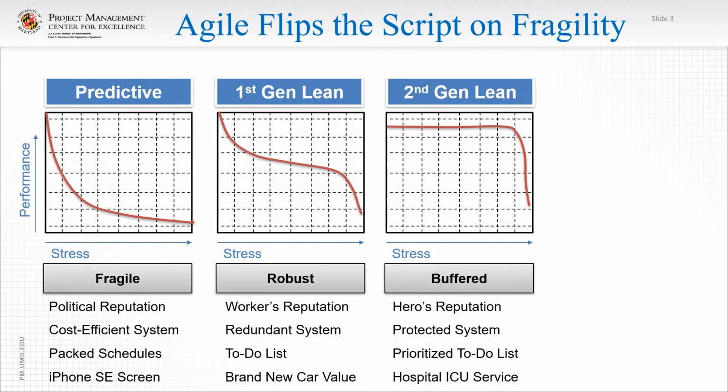Protected systems behave this way. And I'm thinking about systems like a nuclear reactor, where many fail-safes exist, and essentially it will continue to perform, and it can handle a lot of changes and stress. It's designed to do that.